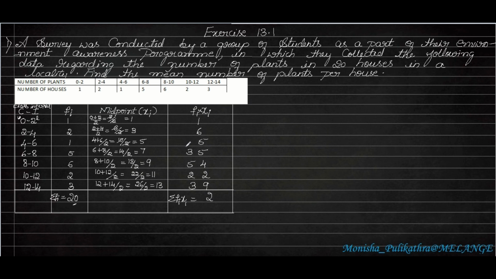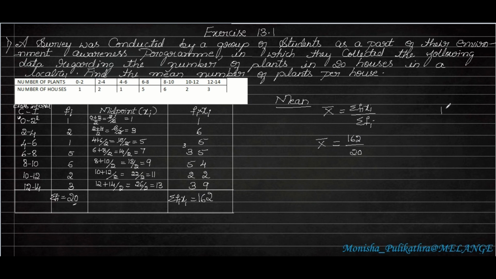So it is 32. So this is 162. Okay. So now we have to find the mean. They asked only to find the mean. So the mean is given by the formula x bar is equal to summation fi xi divided by summation fi. What is summation fi xi? That is 162, divided by 20.